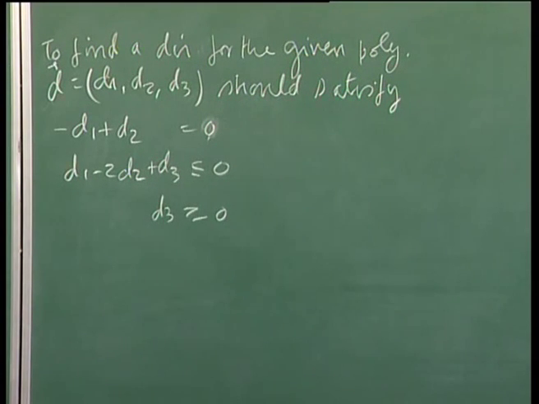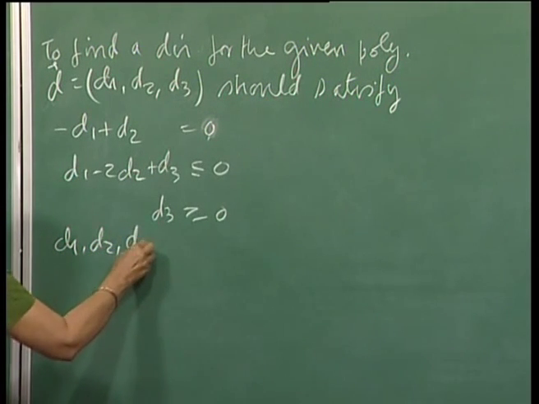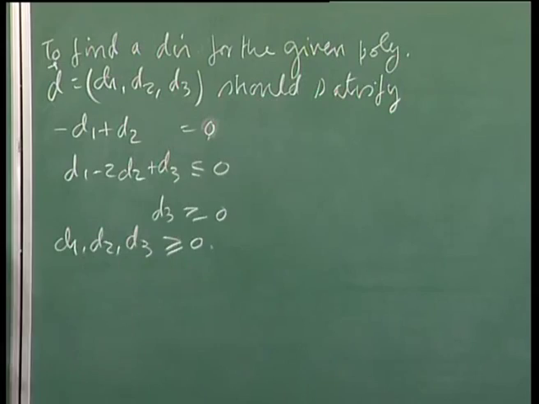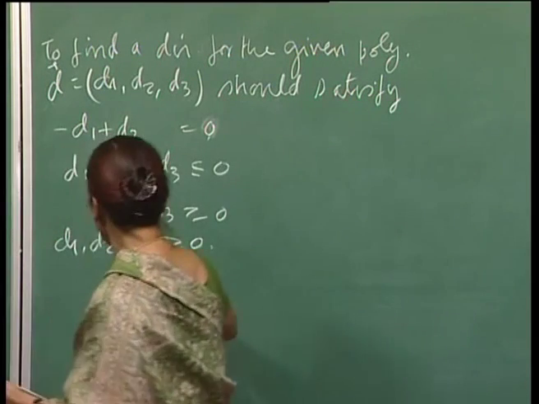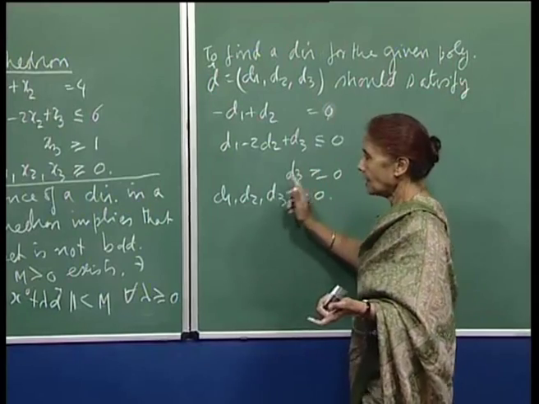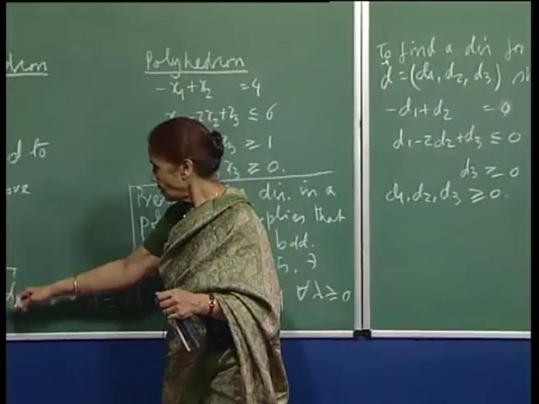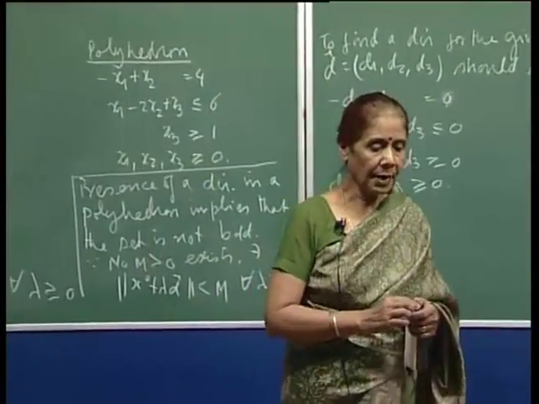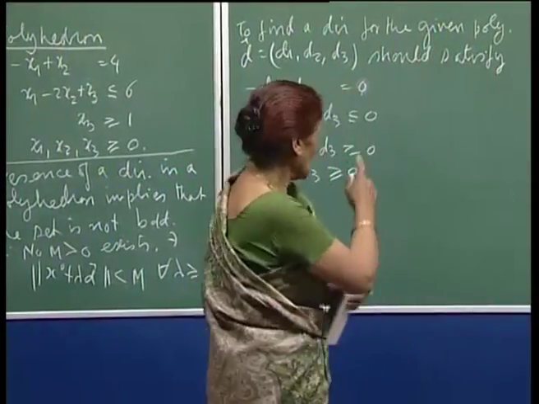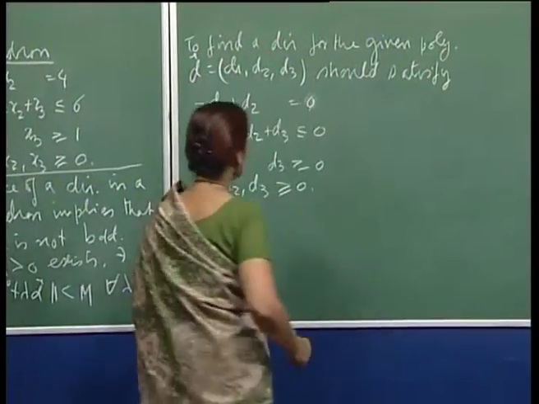Yes, and of course, D1, D2, D3 are greater than 0. So, I would like you to sit down and just make sure that these conditions are enough to define a direction. That means, of course, I am assuming non-negativity. So, all you need to verify is that for all non-negative values of lambda, such a point will remain feasible. So, please do this exercise for yourself.